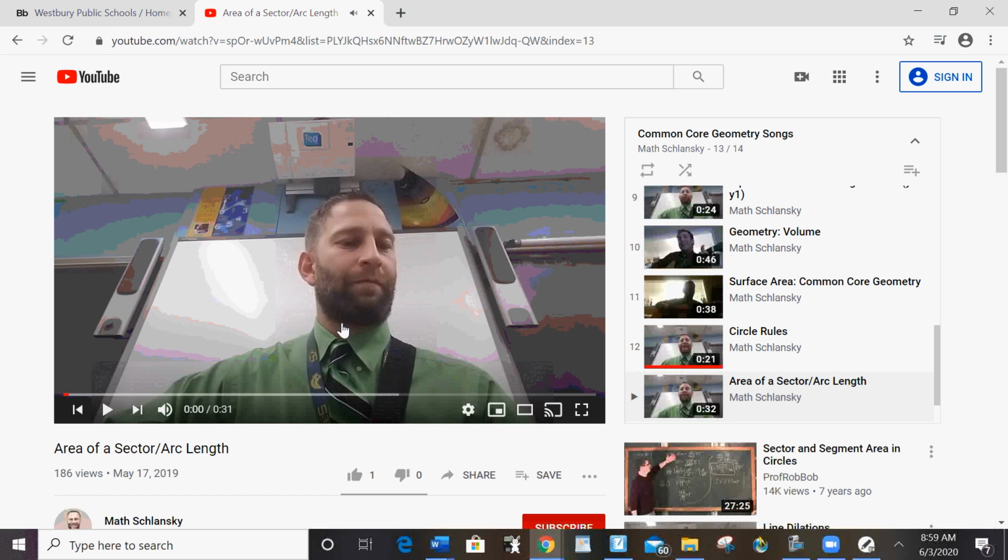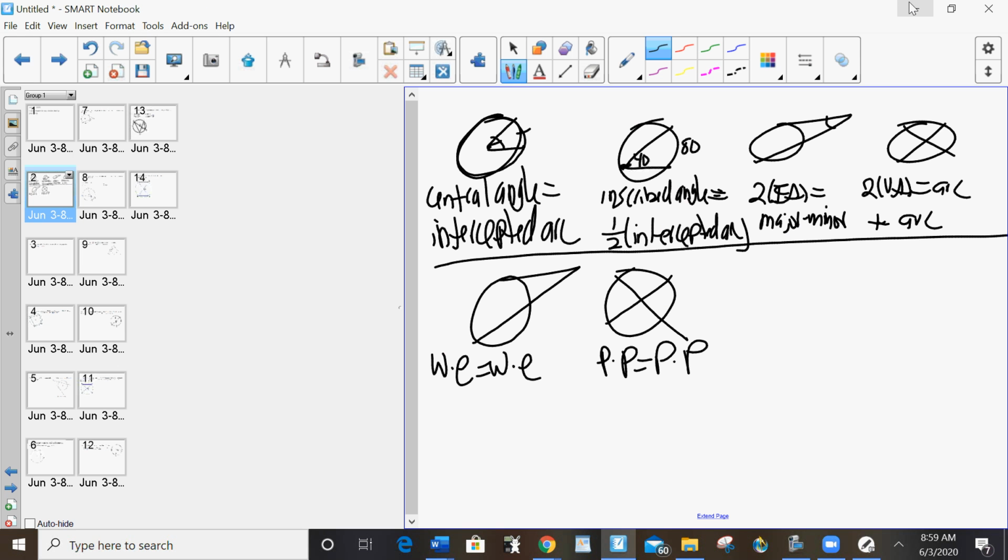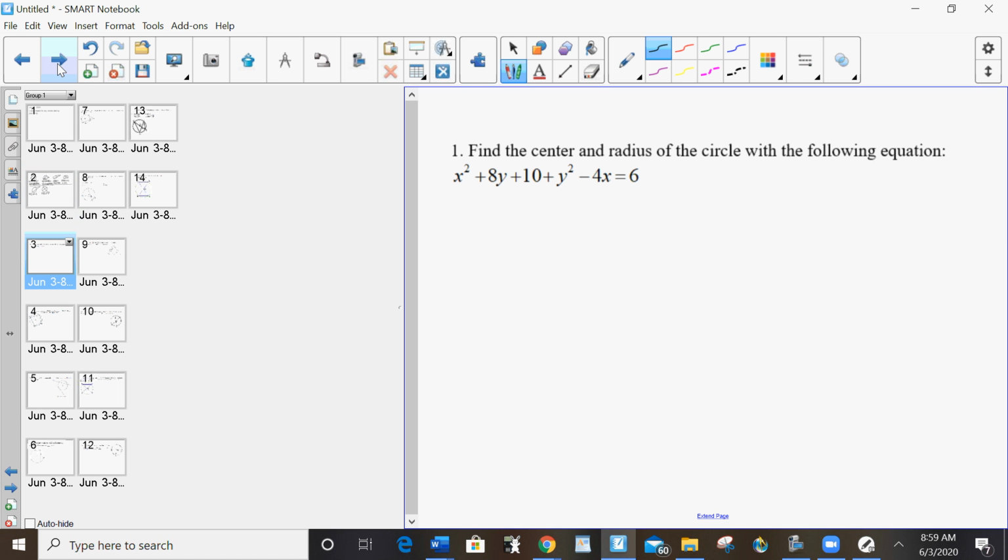So that's a little song to help you remember those big four rules. We also have arc length, we have area of a sector, we'll get to that later on. And then we also have our completing the square with circles. So we're going to start with that. This is the thing that we did most recently. And again, for more examples, watch the video on this.